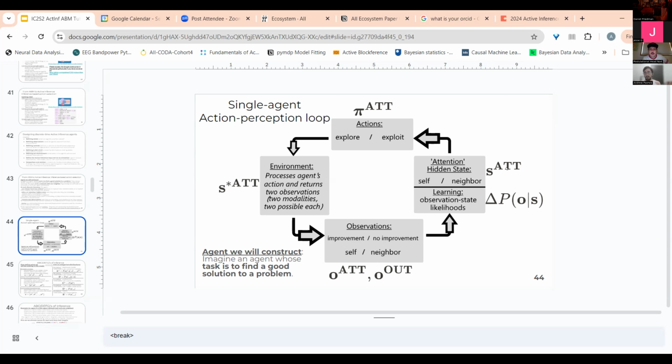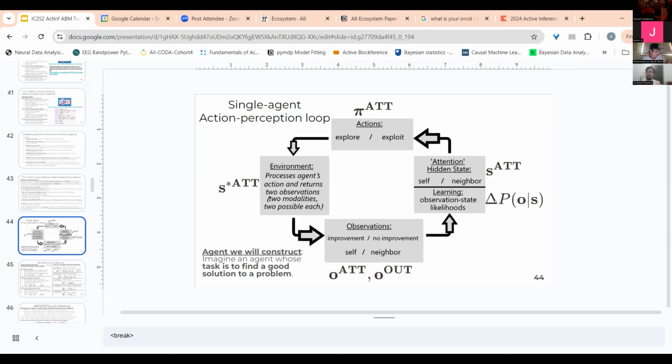Despite the complexity of active inference theory, this agent is actually very simple. They can receive one of two observations every time step. They have a single hidden state that they're trying to infer, self or other. But what that does is that it makes a link between whether they observe an improvement or no improvement with who they're paying attention to.